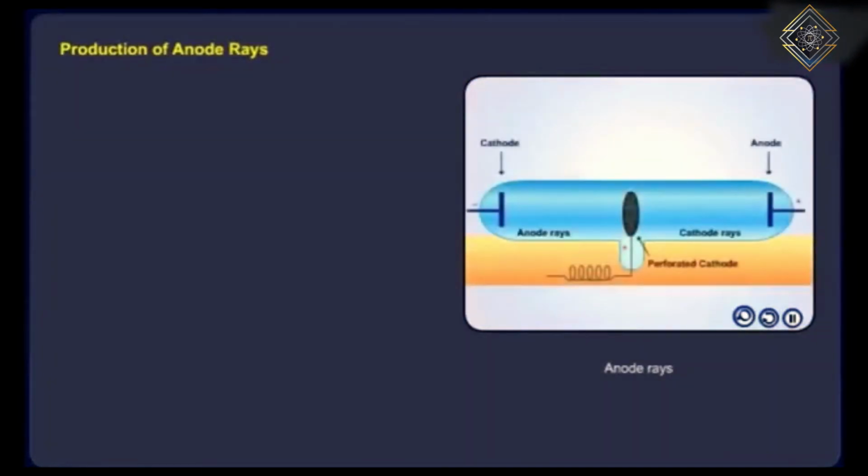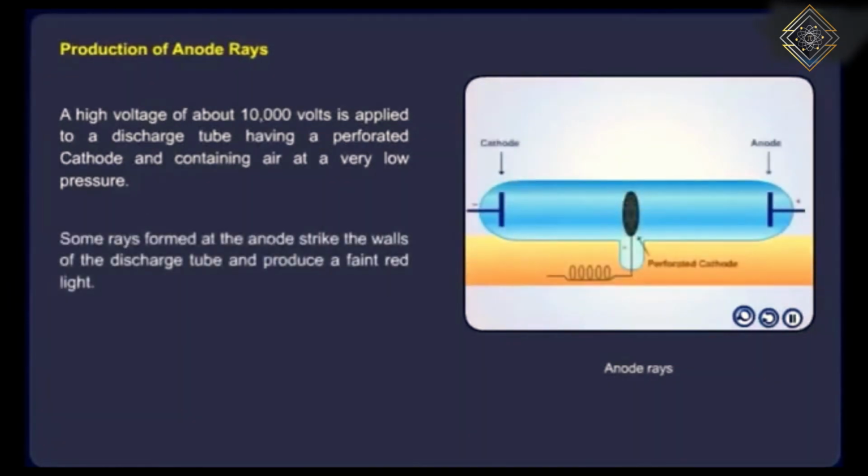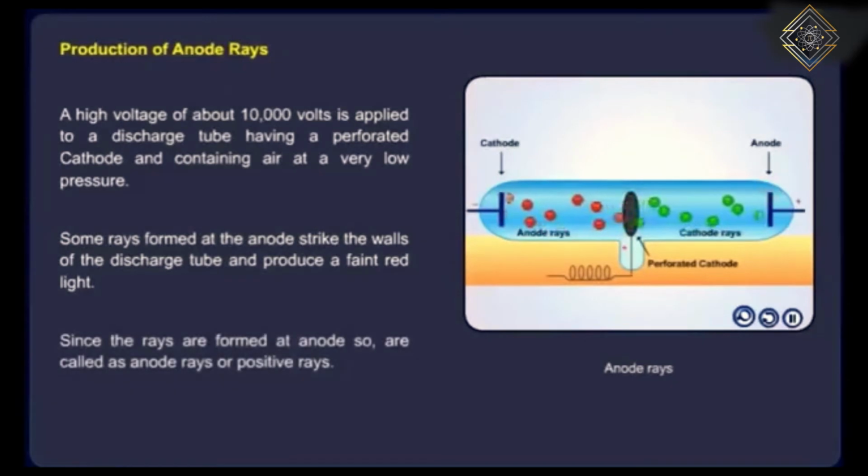Production of anode rays. A high voltage of about 10,000 volts is applied to a discharge tube having a perforated cathode and containing air at a very low pressure. Some rays formed at the anode strike the walls of the discharge tube and produce a faint red light. Since the rays are formed at anode, they are called anode rays or positive rays.